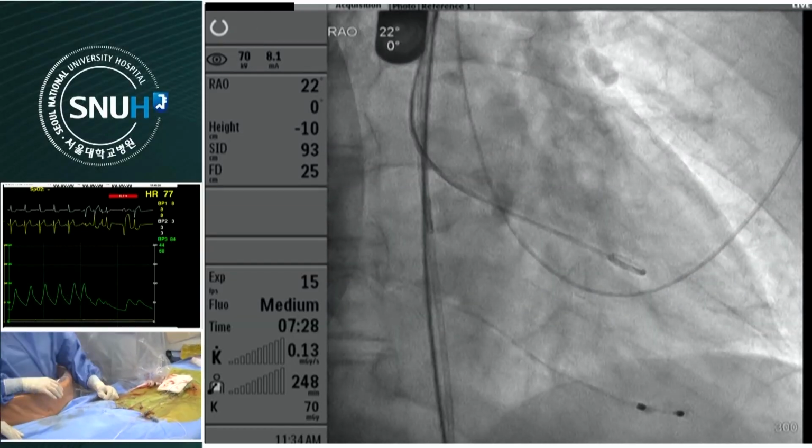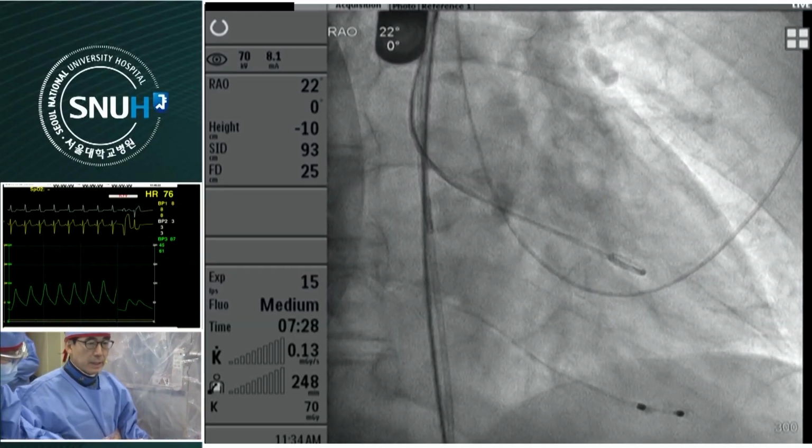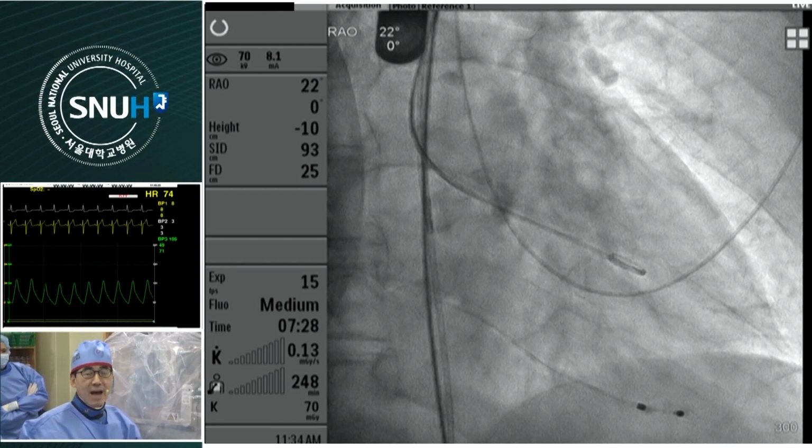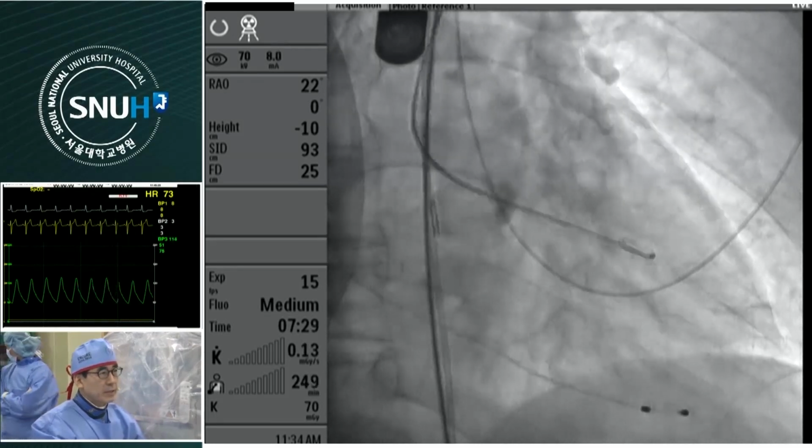The basis of the decision for TAVI for this patient is that he strongly refused SAVI. Oh, I agree. That's the reason why we perform TAVI for this patient.